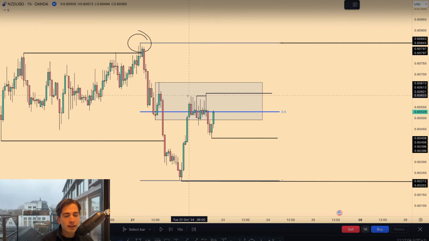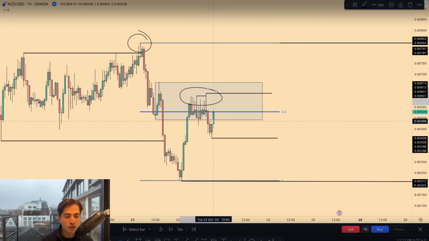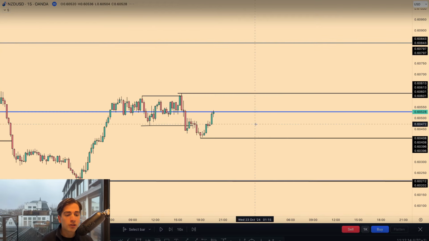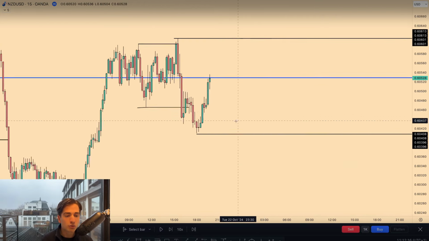So we've come in towards this area of supply. We've seen liquidation above the range. We've seen a bearish market structure shift in towards the downside on both the 1-hour and the 15-minute time frame. So now we are happy to look for a potential short.